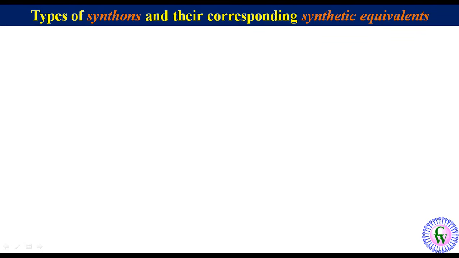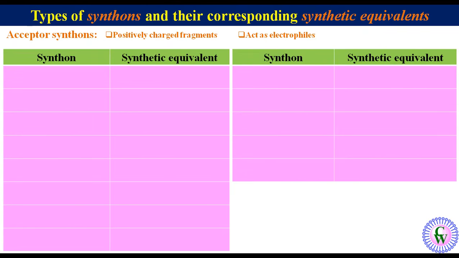We have just seen that disconnection generally gives positively charged and negatively charged fragments, which are electron acceptors or electron donors respectively. Based on that, we can classify synthons as acceptor synthons and donor synthons. Let's take them one by one. First, acceptor synthons. These are positively charged fragments. They act as electrophiles. Let's look at examples of some acceptor synthons and their corresponding synthetic equivalents.